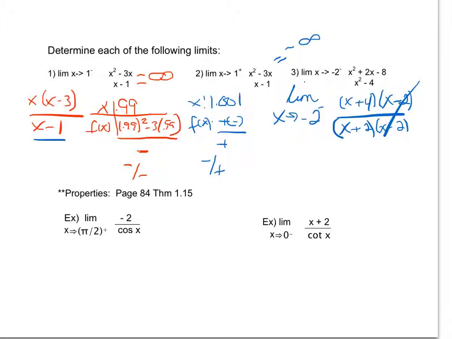Actually, let me take that back. I plug negative 2 in, and I realize it makes my denominator 0 even after simplifying. And I noticed that I would get a number on top and 0 on bottom, so I'm not in indeterminate form, which makes me know that I have a vertical asymptote there.